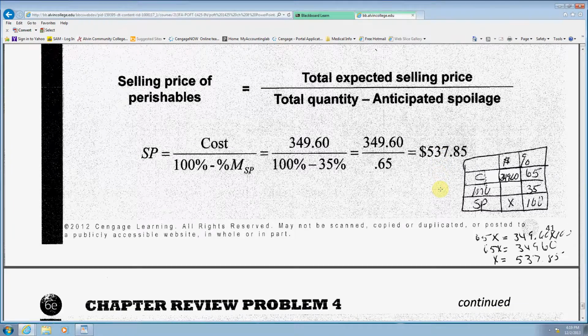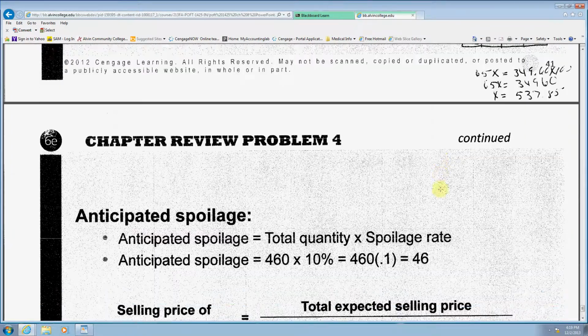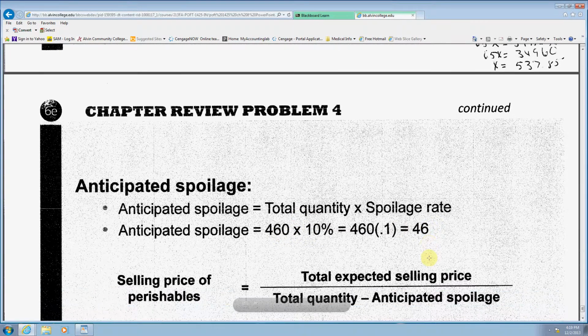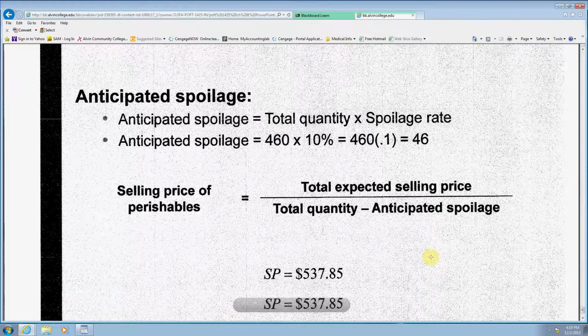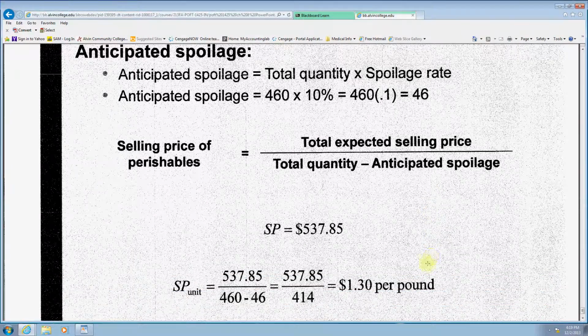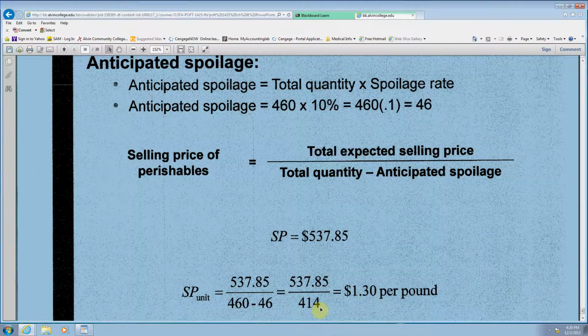Now we need to find out what is the percentage of spoilage. It said 10%, so 460 at 10% is 46. And so we do 460 minus 46, so we're going to be able to sell 414 and divide that into the selling price. So we need to sell at $1.30 per pound. $1.30 per pound.